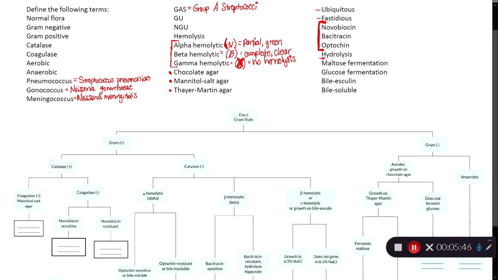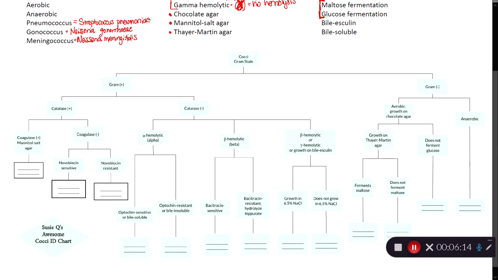Fermentation is also a great means of differentiating between agents within the same genera. And we can also check and see whether or not the organism is soluble in bile, to also help differentiate. So here's our little chart.